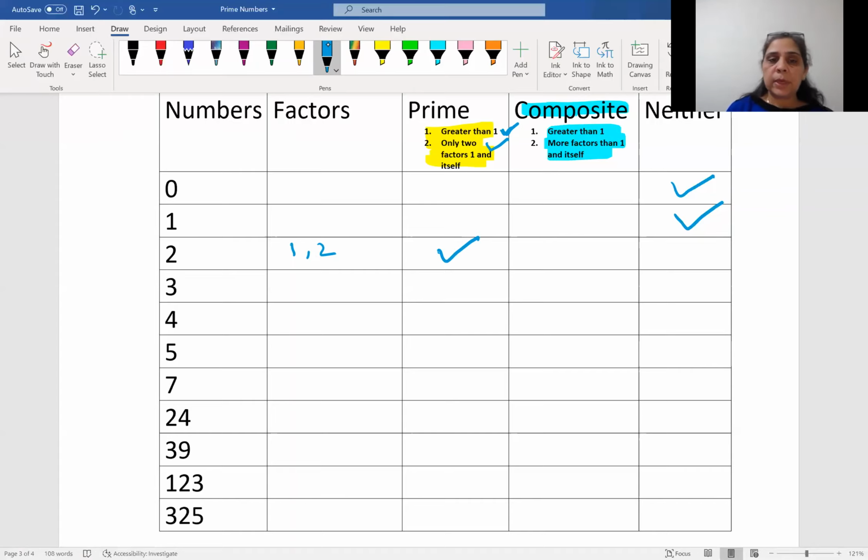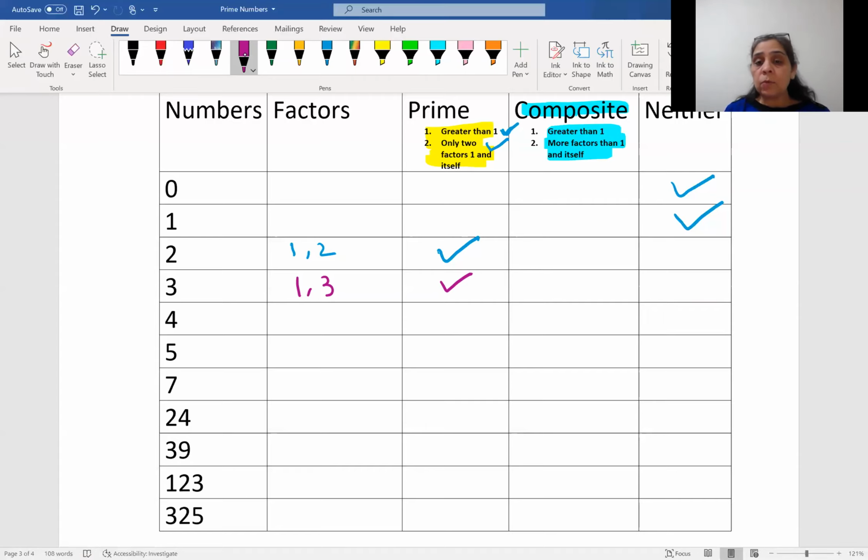Now let's see 3. The first condition is satisfied, right? It's greater than 1. For the second condition, we need to check whether it has more factors or just 1 and itself. So can you make 3 any other way? 1 times 3 is 3. Can we divide by 2? No. So we only have the factors 1 and 3. So it is prime.